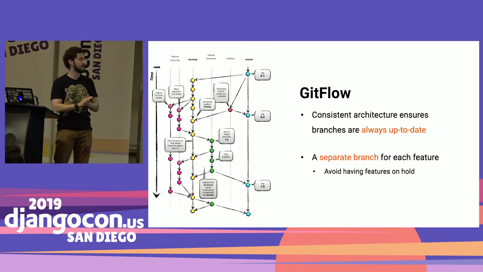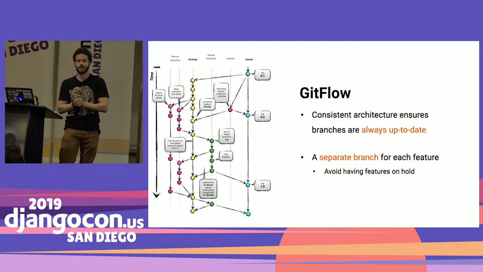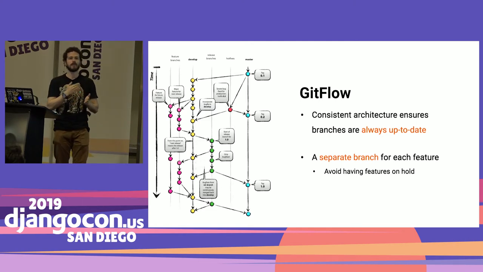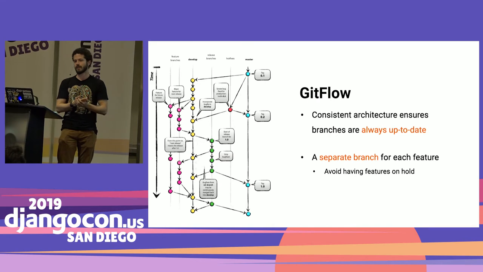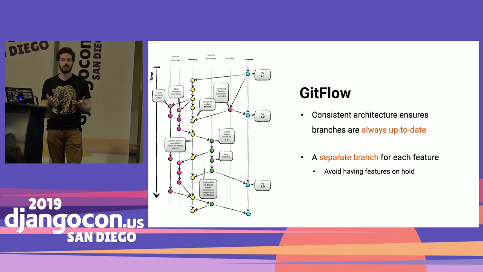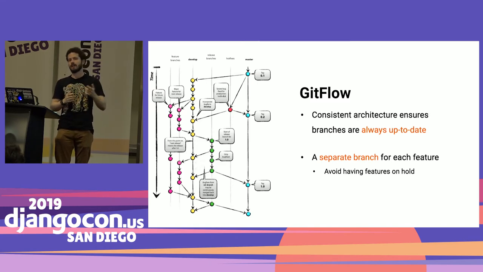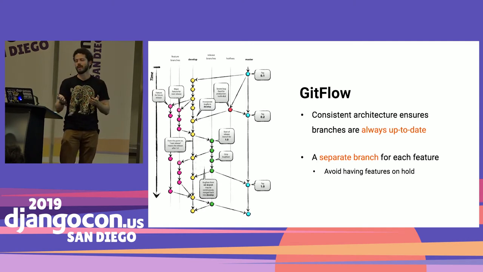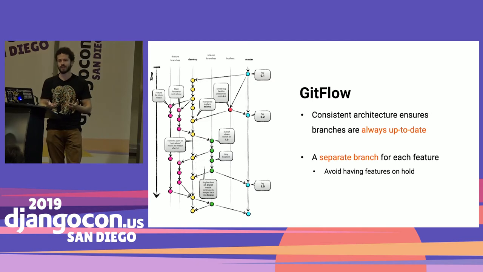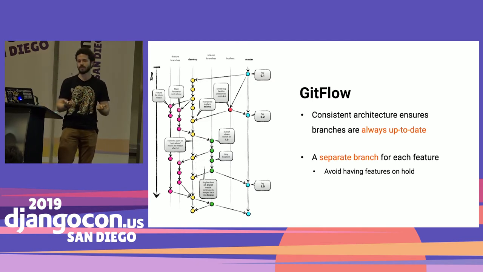Gitflow also suggests that you create a separate branch for each feature. The point is, maybe you're working in a specific part of the project, like let's say a payment system of your product, and you're fixing something in the logic and somebody says, oh, the buy button in the payment system should be green instead of blue. Could you also make that change? And you say, okay, I'm already working on that section of the code, so I'll just change it.